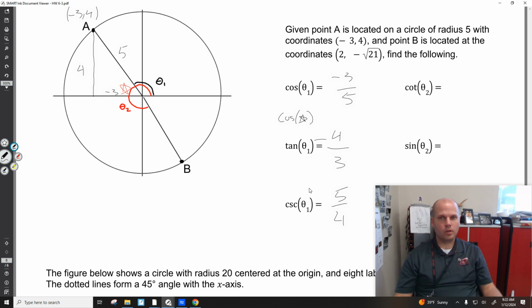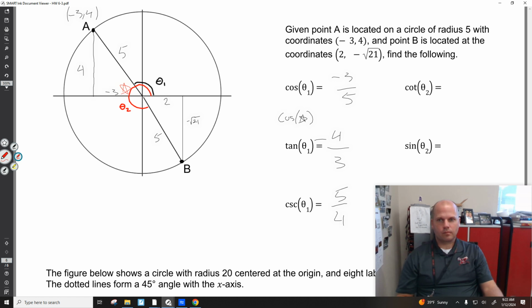Okay. B is located at 2, negative root 21. If you use the Pythagorean theorem, you're going to see that that radius is 5. 4 plus 21 is 25. And square root that, you get 5. Great.